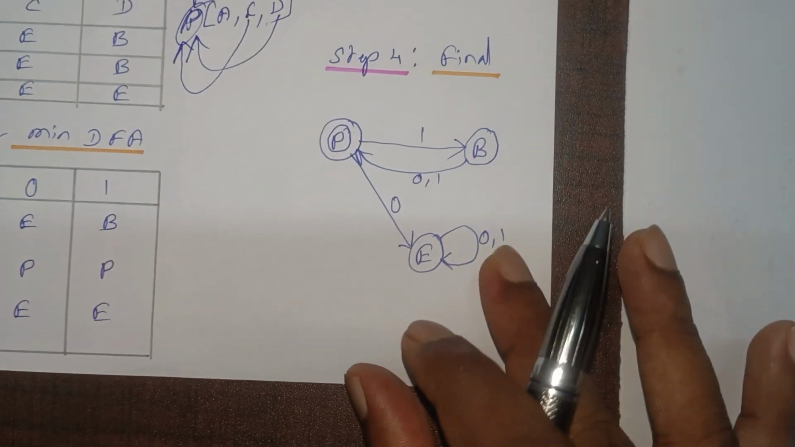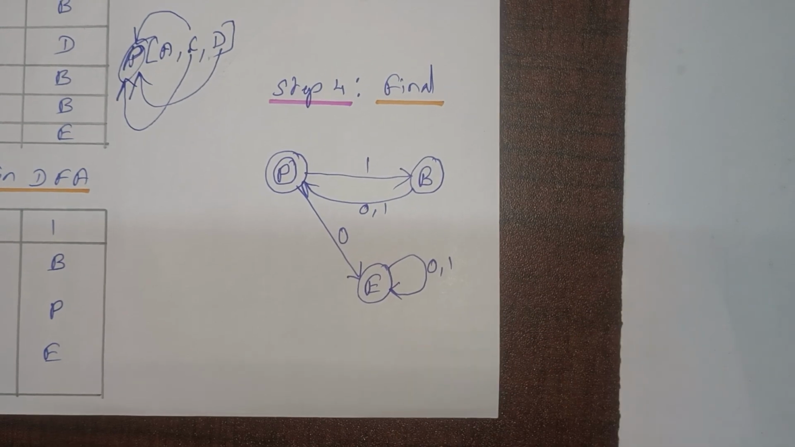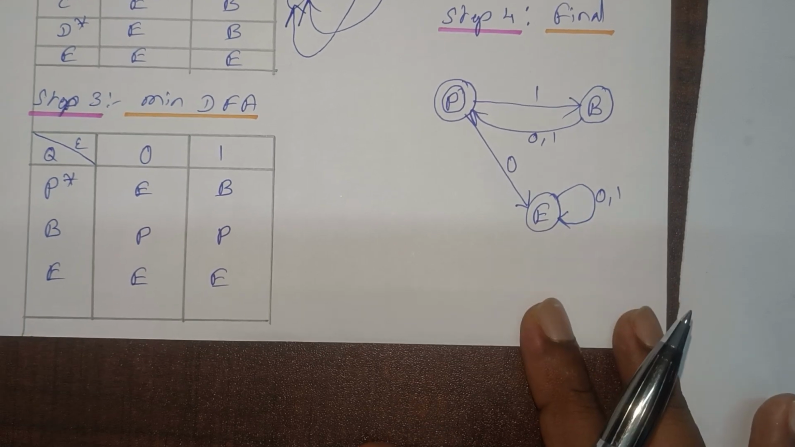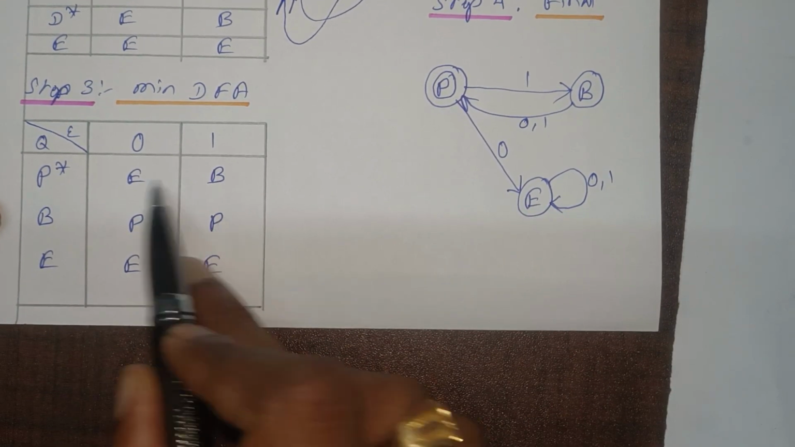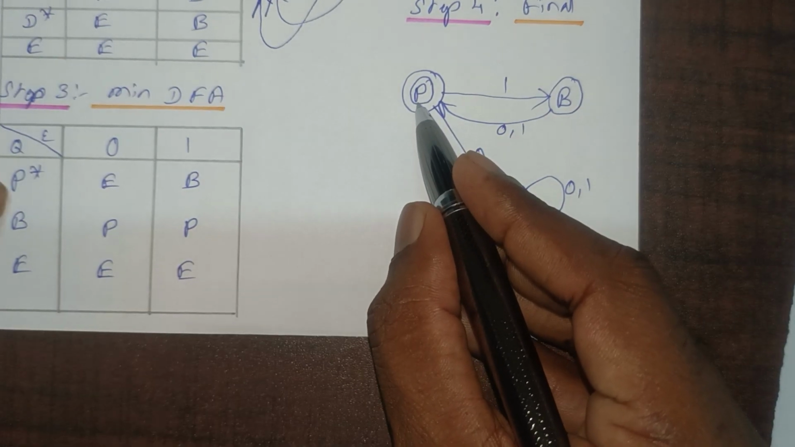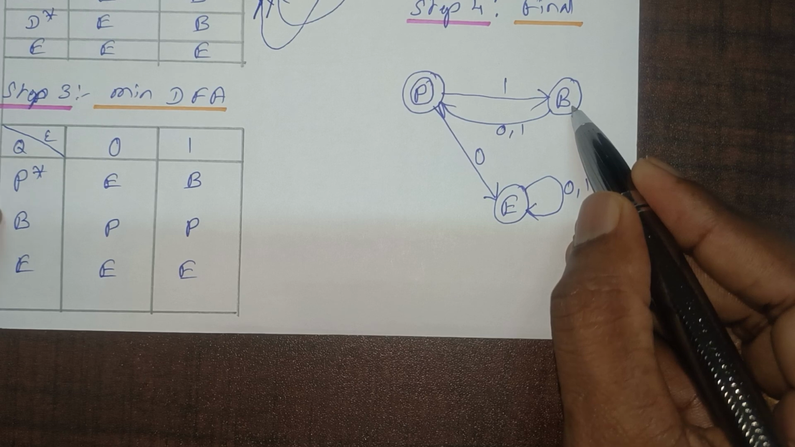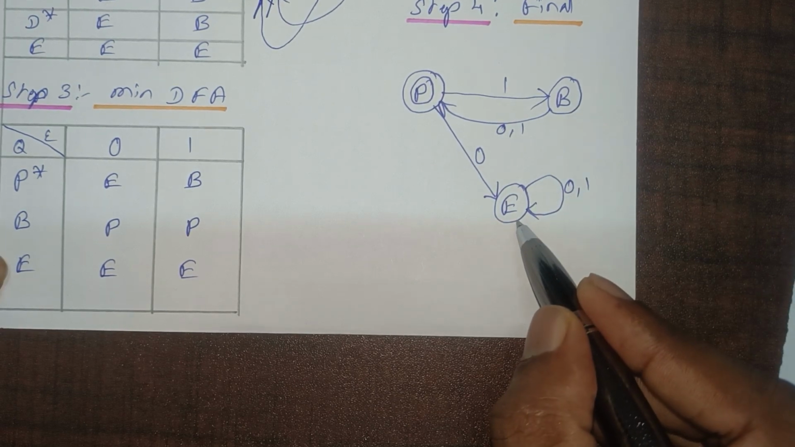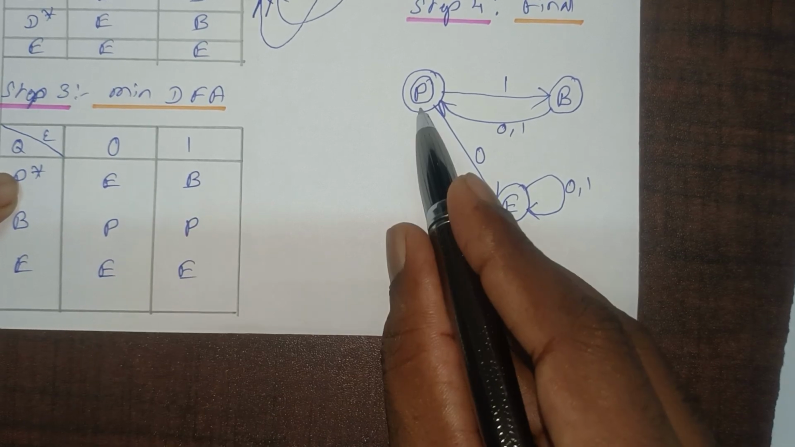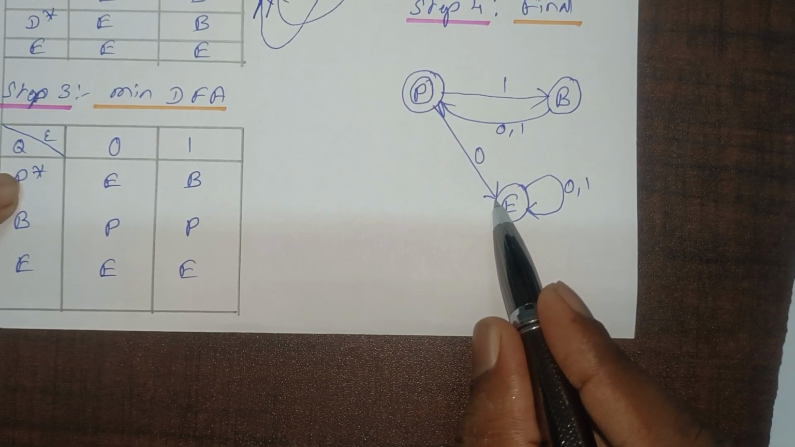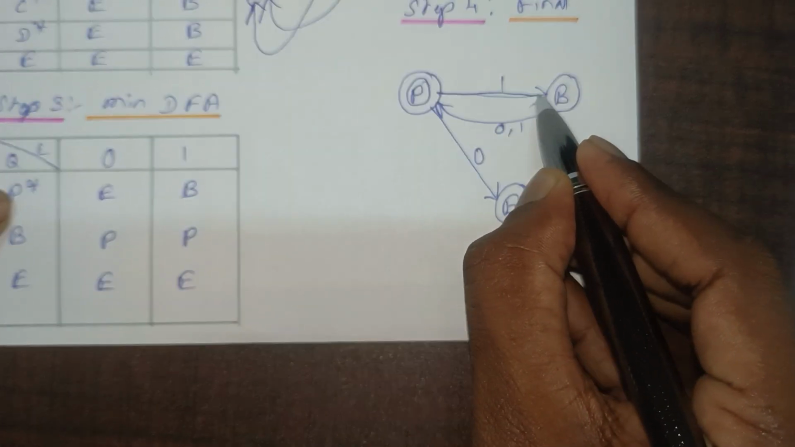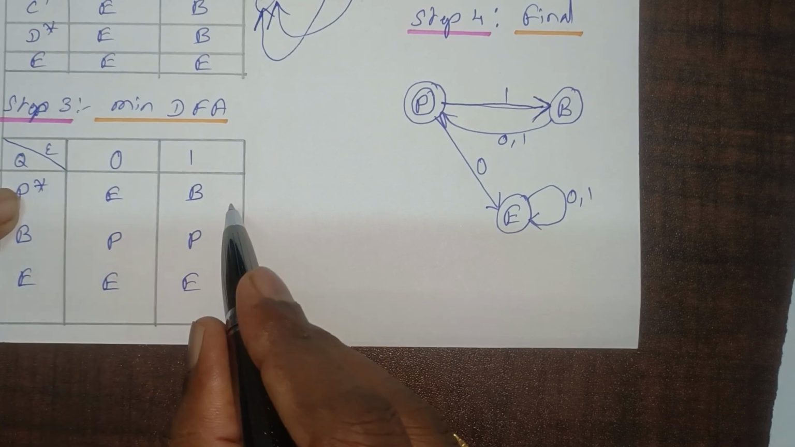So let me take you to the final step for this particular diagram. You can check it over here. This is the state transition diagram. This is a state transition table. Take this table and draw here. As you all know, P is the end state, so I am mentioning it as the end state. We have one more state called B, and the next state is E. So P is taking 0 to reach E, and P is taking 1 to reach B. So this part is over.